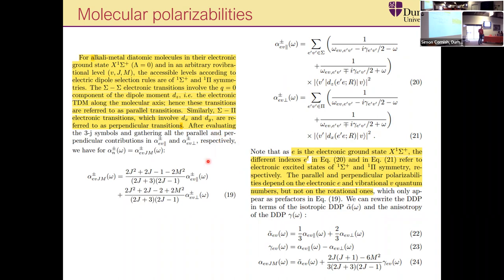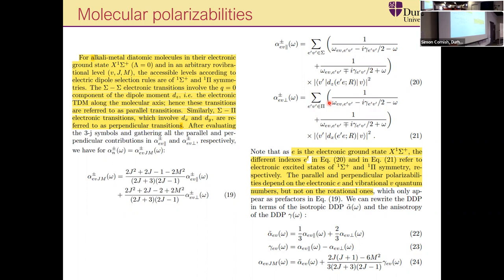Let's see what it says. I guess it's summarized down here, in these formulae. So alpha parallel is coming from a sum over transitions to sigma states. Okay. And that's described over here. And alpha perp is coming from a sum over transitions to pi states. So this is going to be important also next time, that these two come from transitions in the molecule, and we're going to use that next time to our benefit.